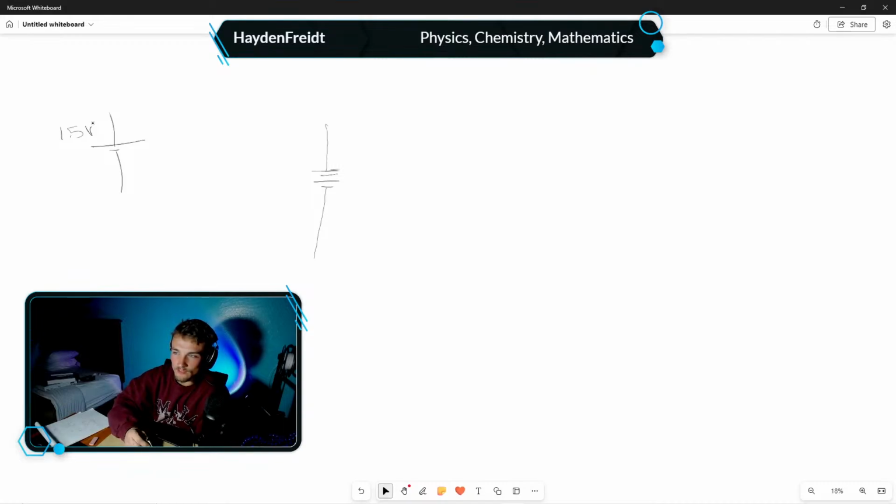5, 15, 4.5. So that's 3 of them, 6. It'd be 6 cells, right? Because let's do the math. 3 times 1, that's going to be 3. 3 times 5, that's 15. Which is going to be 4.5. Yeah, so 6 cells. So this battery here really consists of 6 1.5 volt cells.